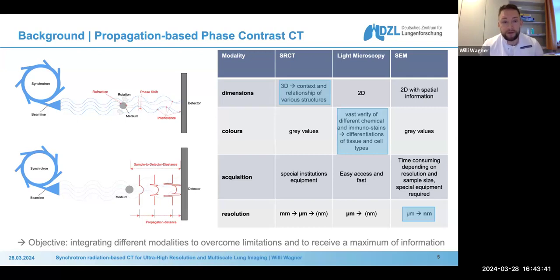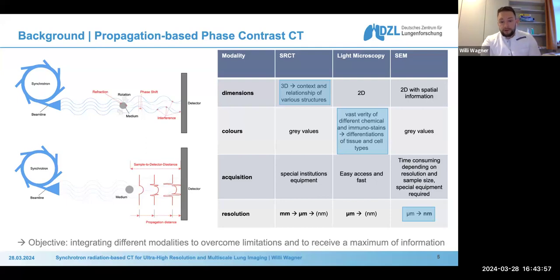So this is something that we have to keep in mind whenever we are thinking about building an infrastructure to look at patients and use pulmonary CT, synchrotron-based pulmonary CT. We're talking about a large facility that we need to build.